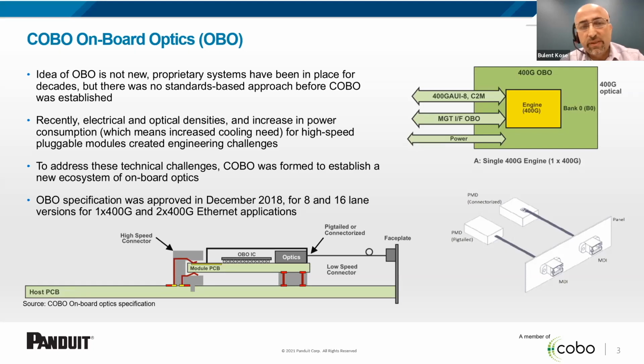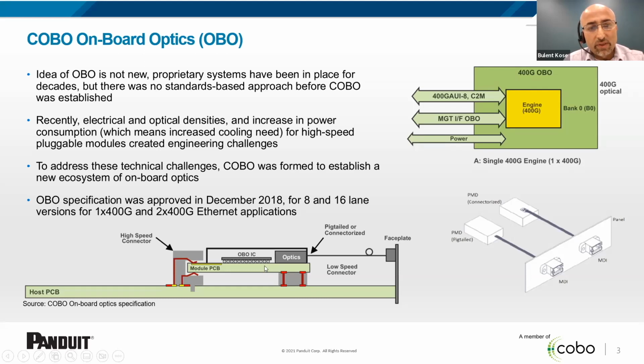And in the specification, there are 2x400 integrated and 2x400 separate versions of these as well. And at the bottom on the right is the connectivity that would be needed, either connectorized or pigtailed. And on the panel, we would call the MDI, the media-dependent interface, based on the IEEE description.